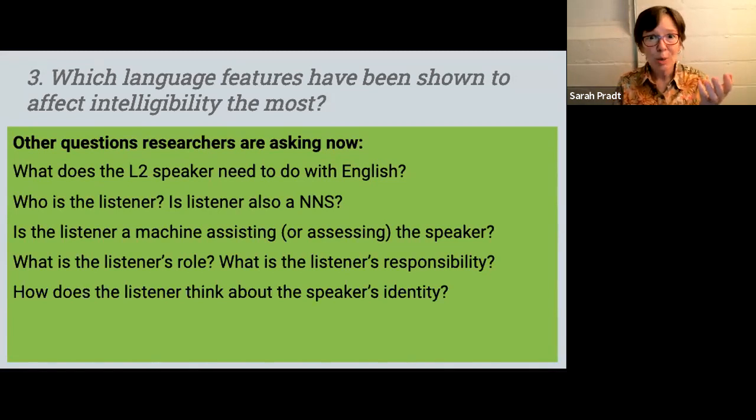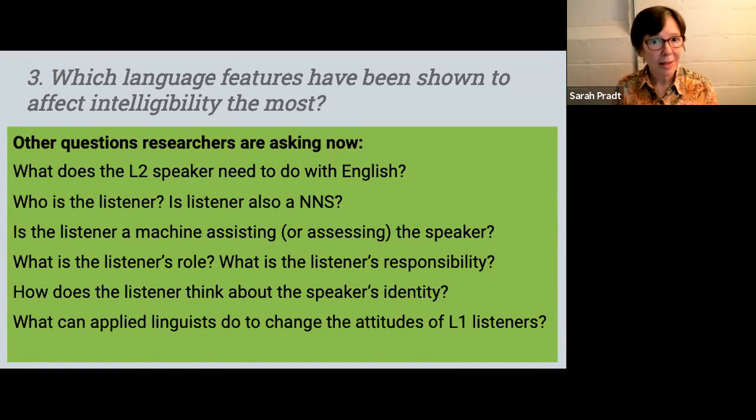And then finally, for our purposes, what can we as language teachers, applied linguists, TESOL professionals do to change the attitudes of L1 listeners? And that's the question where I decided to jump in and see what I could cook up. Okay, back to the workshop.